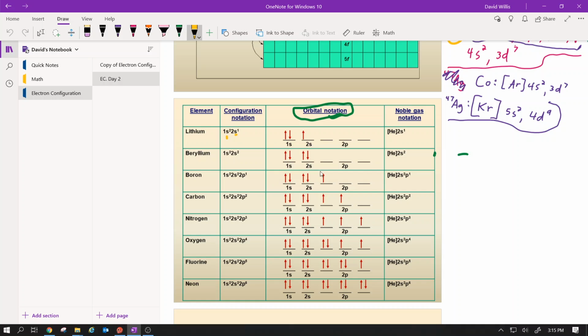Up, down, up, down, up. Up, down, up, down, up, up. Up, down, up, up. Up, down, up, down, up, up, up.